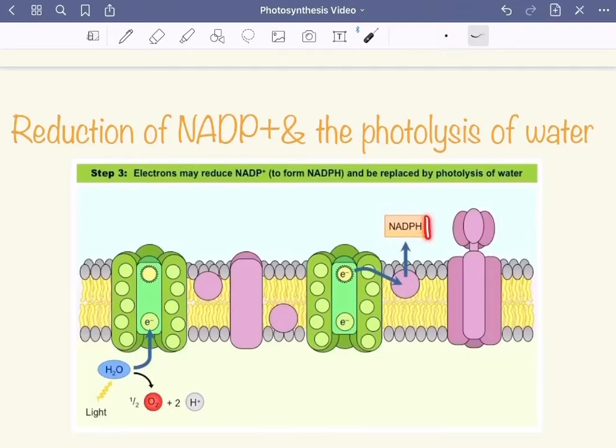This forms NADPH, which is needed in conjunction with ATP for the light-independent reactions. The electrons lost from photosystem 1 are replaced by de-energized electrons from photosystem 2. The electrons lost from photosystem 2 are replaced by electrons released from water with photolysis. Water is split by light energy into H+ ions used in chemiosmosis and oxygen released as a byproduct.